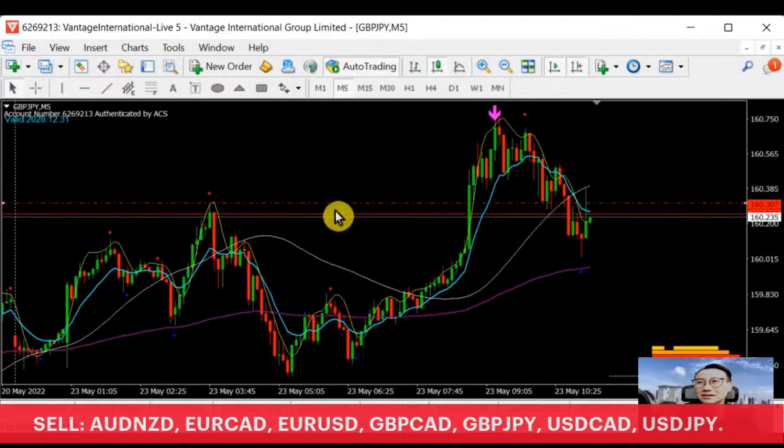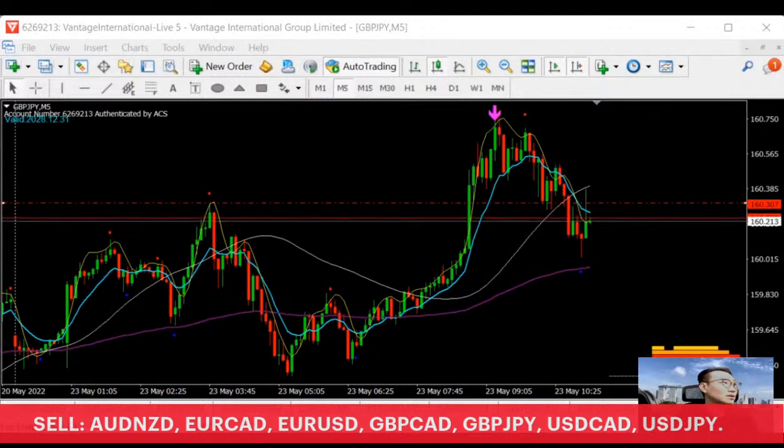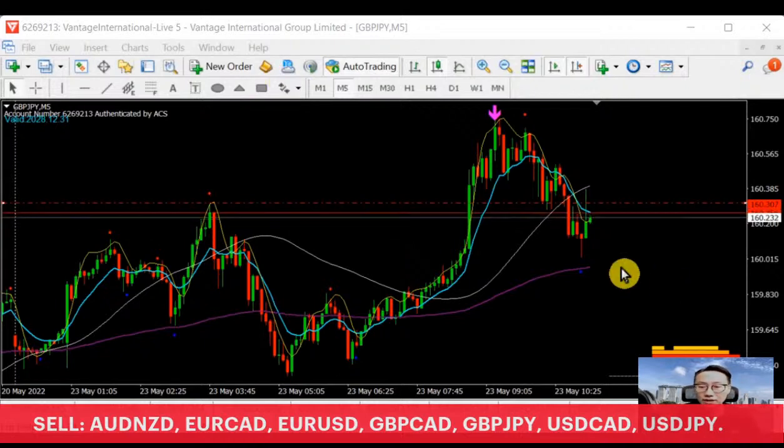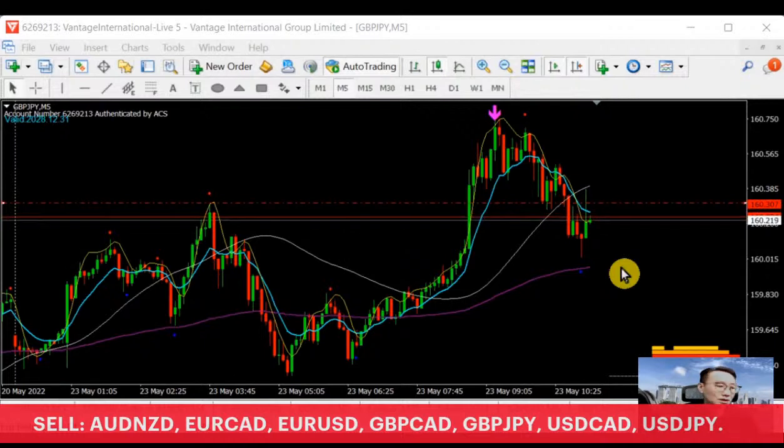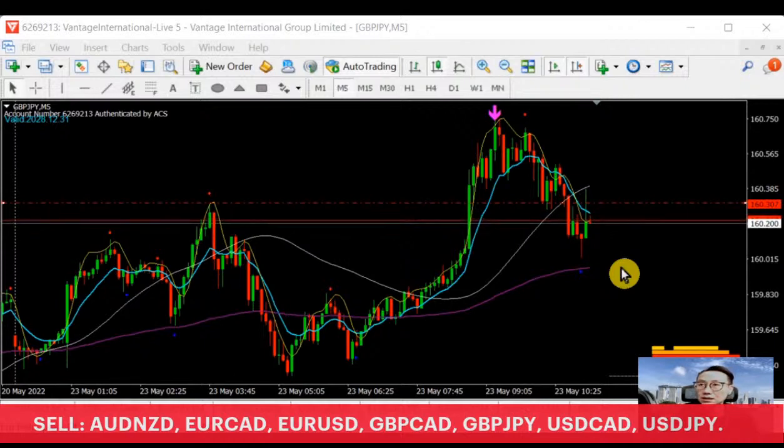Over here, Pound Cat and Pound Yen are very potential right now. So I'm looking at this one for Pound Yen, and I'm going to look at Pound Cat. I have two to focus on now. Look at the way I'm going to trade right now.